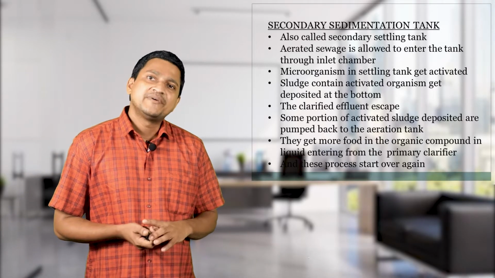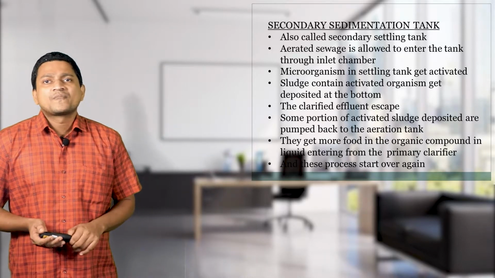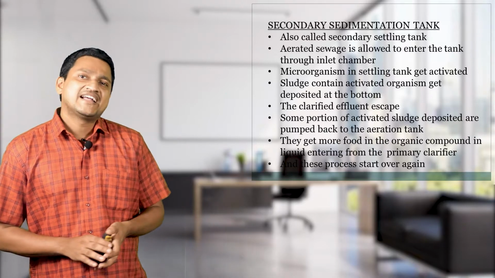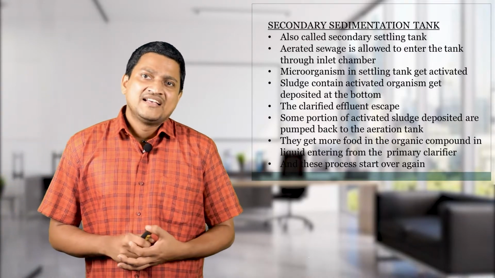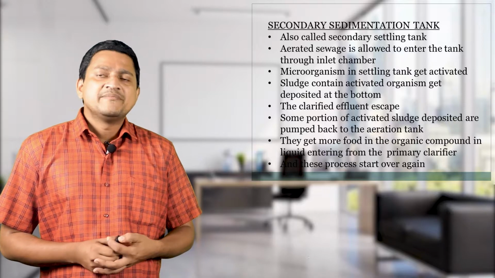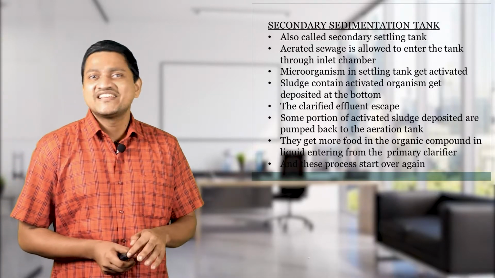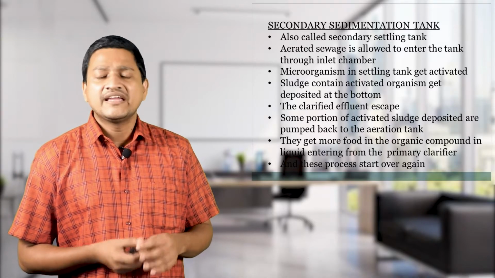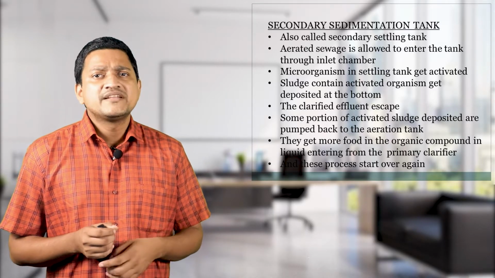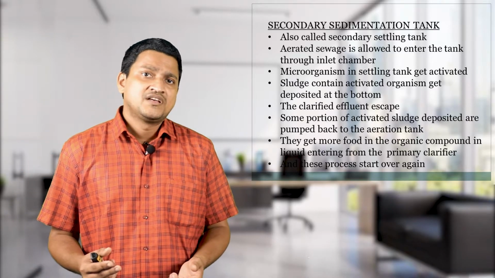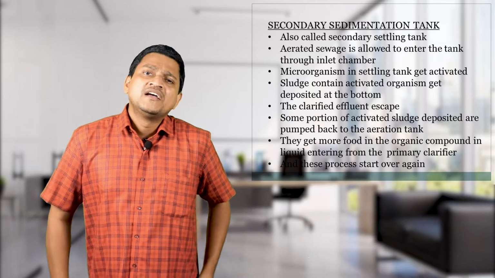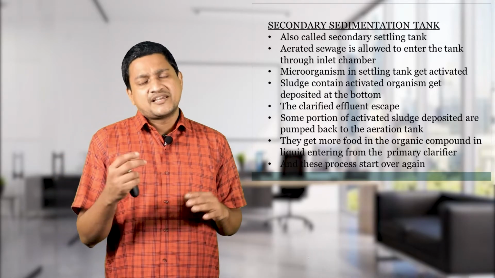The second step of ASP is the secondary sedimentation tank, also called the secondary settling tank. Aerated sewage is allowed to enter the tank through the inlet chamber. Microorganisms in the settling tank get activated. Sludge containing activated organisms gets deposited at the bottom. The clarified effluent escapes. That is the second step.